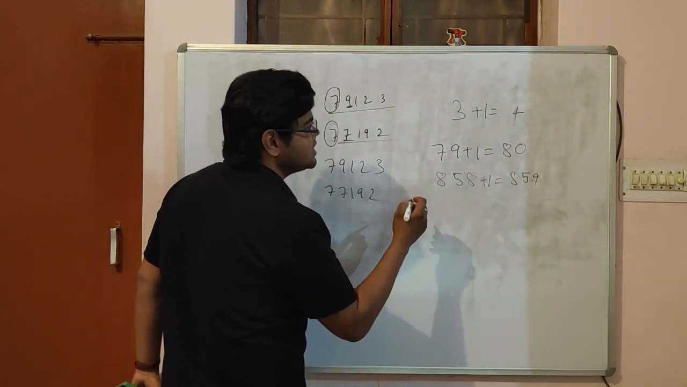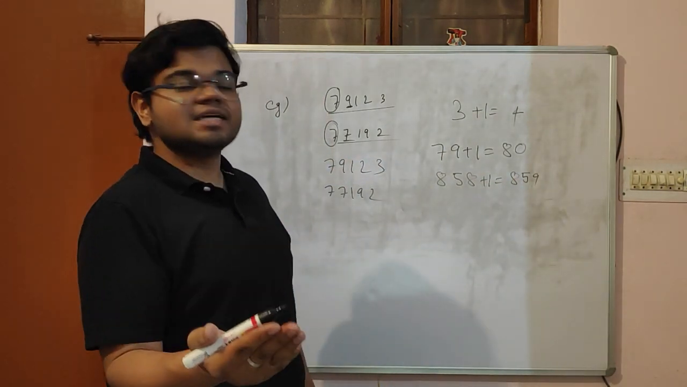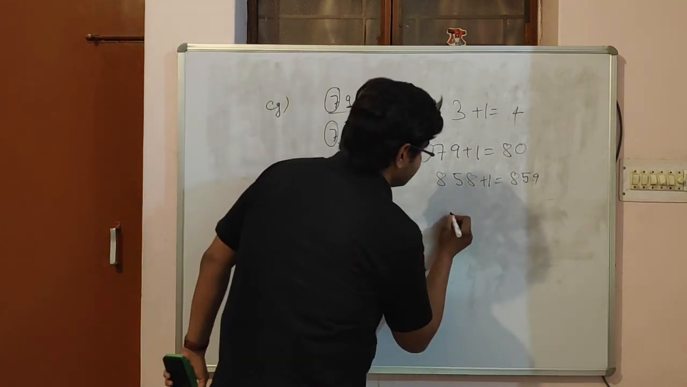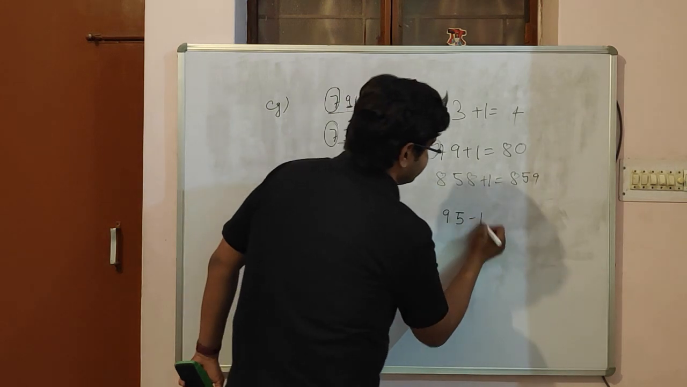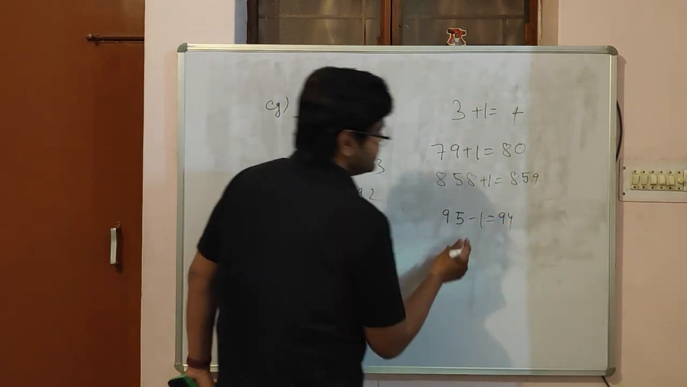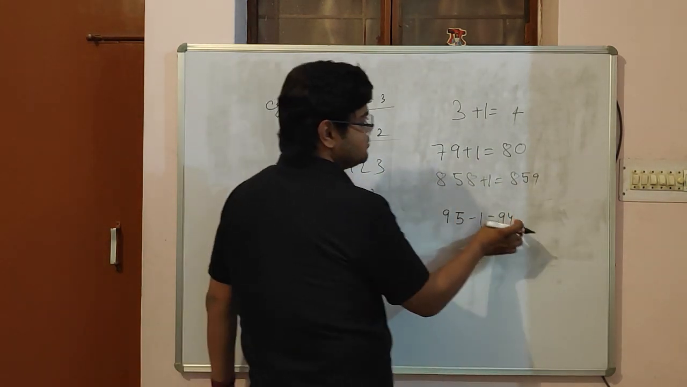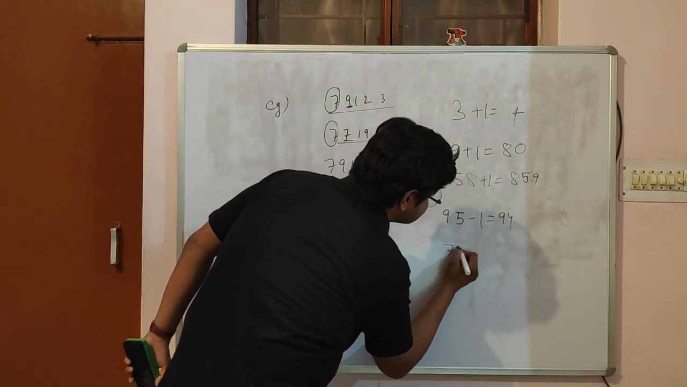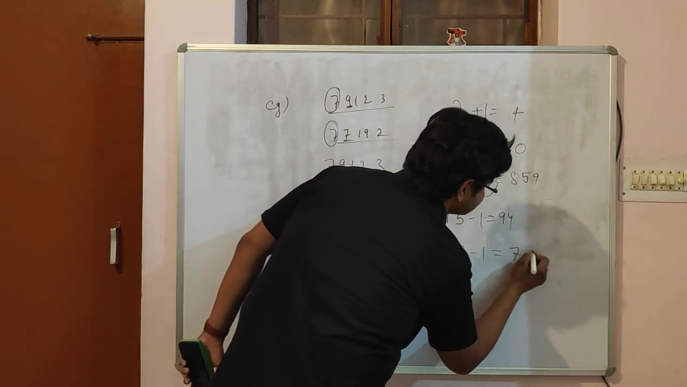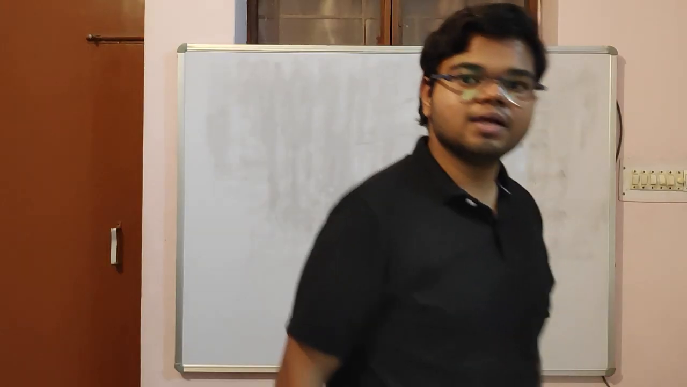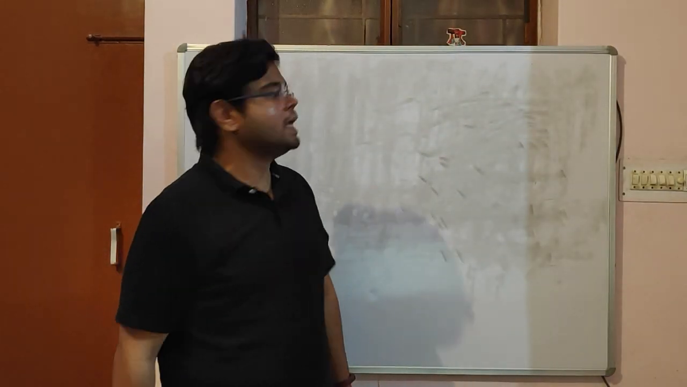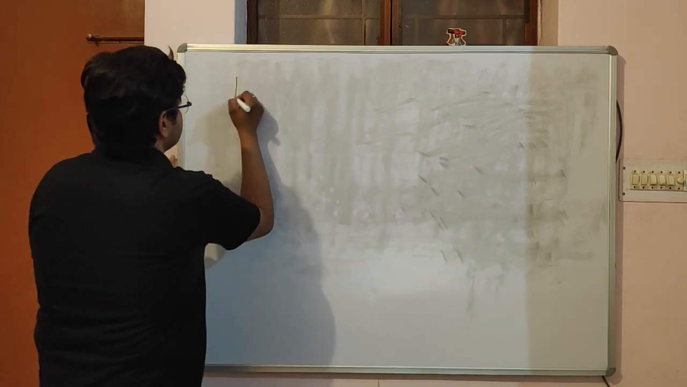And what was predecessor? It was 1 less than the given whole number. Suppose we had the number 95, minus 1, 94. Predecessor of 95 is 94. If we had 77 minus 1, it will be 76. So predecessor of 77 is 76. Now we have the next topic, building numbers.